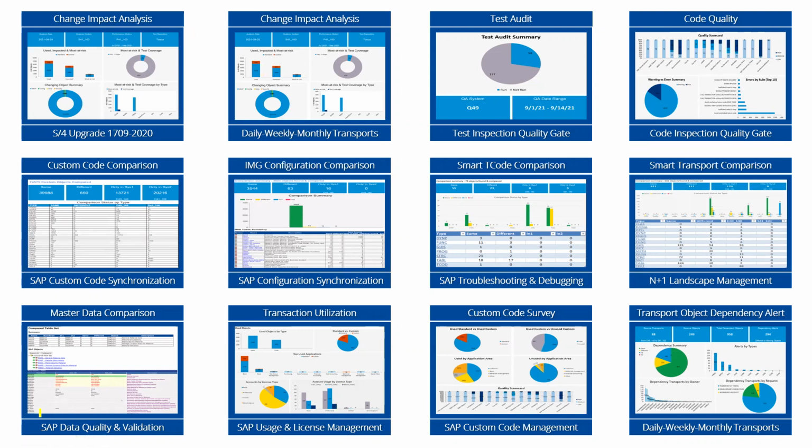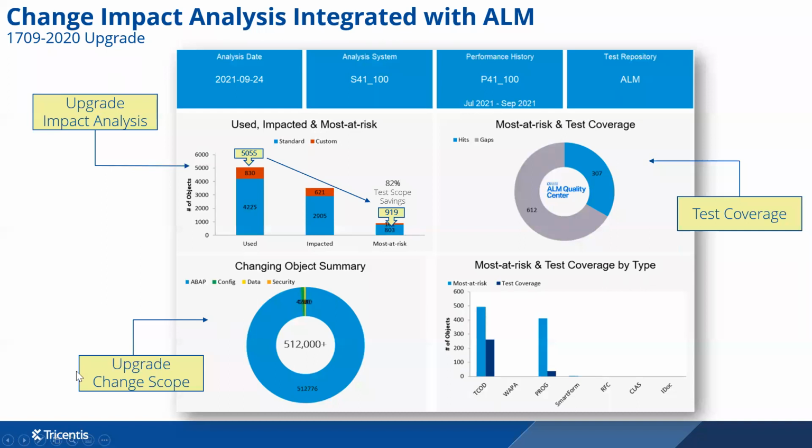Okay. All right. So I'm going to start with the impact analysis here. I'll show you how you can use this impact analysis for an upgrade. We had a customer that was doing a pretty big upgrade, an S4 upgrade going from 1709 to 2020. They wanted to know, if we do this upgrade, what's the impact going to be to our production system? And what do we need to test?